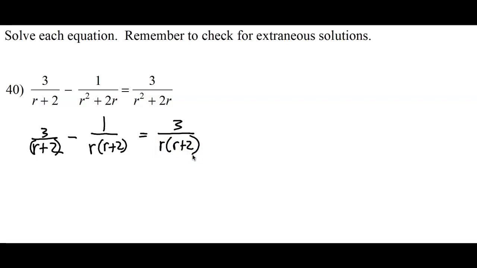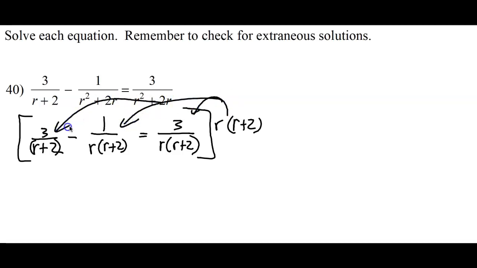All right, step 2 is multiply by each factor in the denominators to cancel out the denominators. So I'm going to multiply by r plus 2, because that's one of my factors, and also by r, because that's another factor. Now let's go ahead and multiply that into the numerator of each one of these.